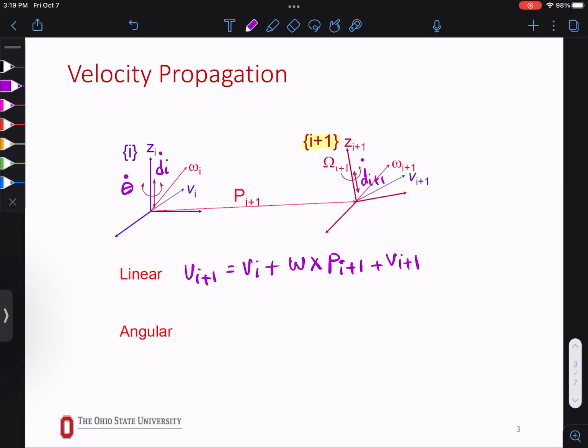Now let's do this for our angular velocity. Omega i plus 1 is omega i from the previous frame, right? Plus, let's say this was theta dot i plus 1. You have theta dot i plus 1. It's the angular velocity of that frame, right?